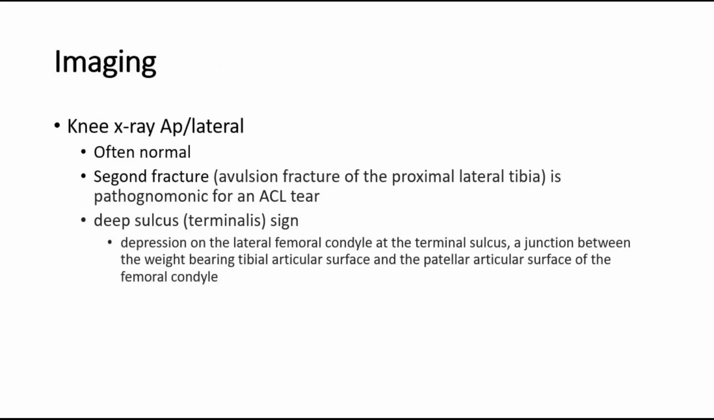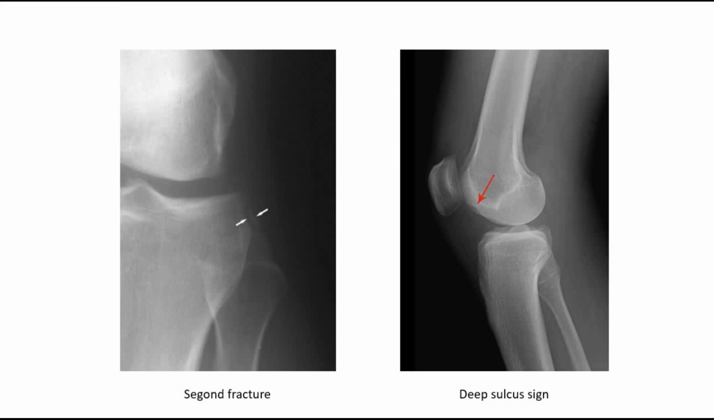For imaging, do a knee X-ray AP and lateral, to look for any fracture. Knee X-rays are usually normal. Possible findings are Segond fracture, which is an avulsion fracture of the proximal lateral tibia, or deep sulcus sign, which is a depression on the lateral femoral condyle at the terminal sulcus, a junction between the weight-bearing tibial articular surface and the patellar articular surface of the femoral condyle.